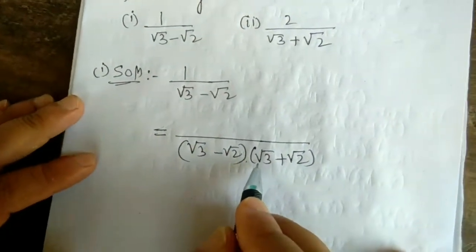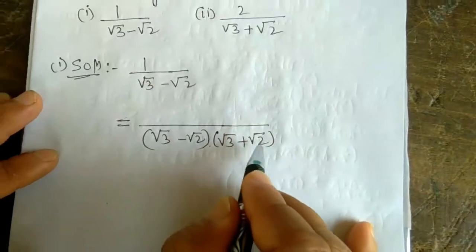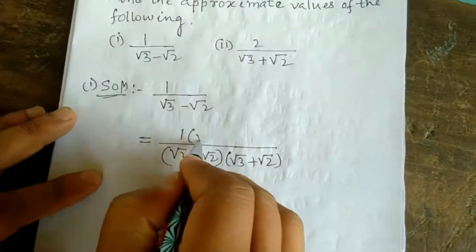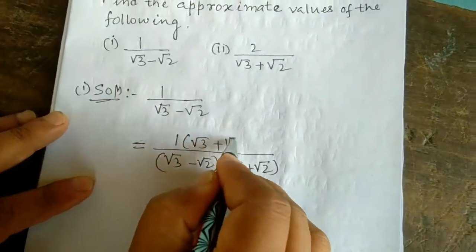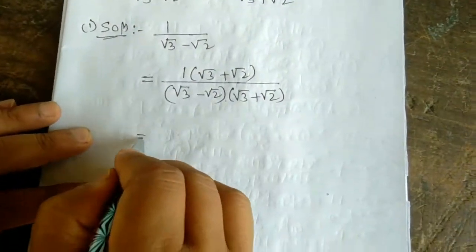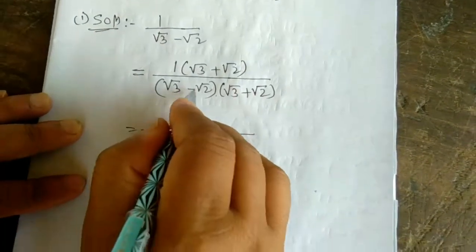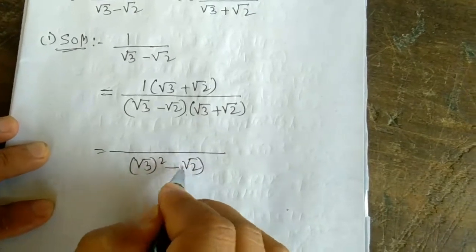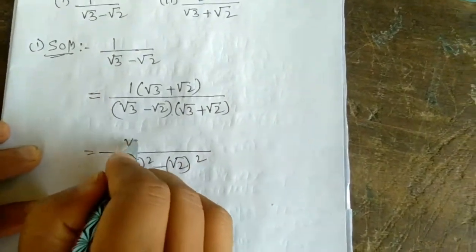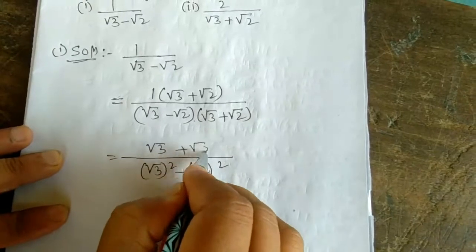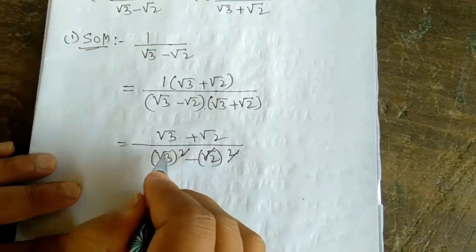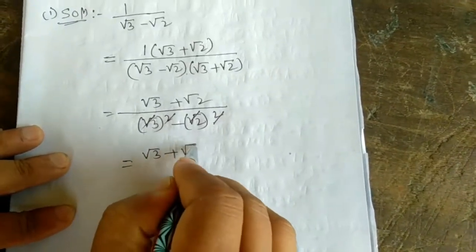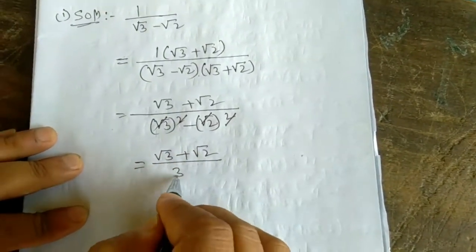As you multiply the denominator by root 3 plus root 2, numerator also you multiply by the same, root 3 plus root 2. Okay, na? Then a minus b into a plus b formula, a square minus b square. Numerator will remain as it is. Square and root cancel. So root 3 plus root 2 by 3 minus 2.